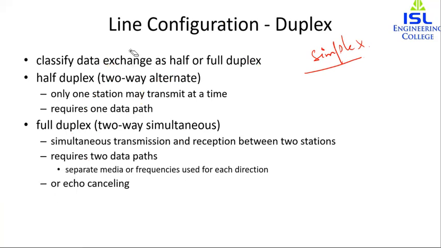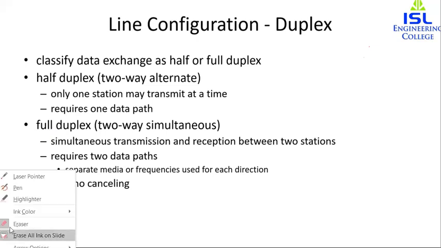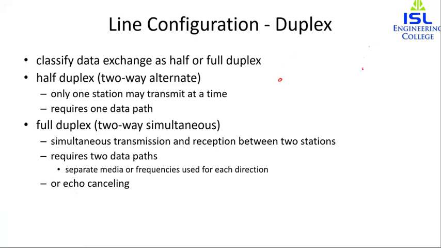What is half duplex? Only one of the two stations on a point-to-point link may transmit at a time. It is similar to a one-way lane, and full duplex is two-way simultaneously. In the case of half duplex, one will transmit, and if the other wants to transmit, it has to wait until the data by A is received. Suppose A is transmitting to B, then until B receives the entire data, it has to wait if it has to send data to A.